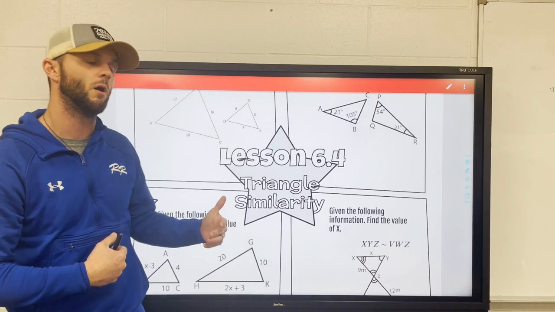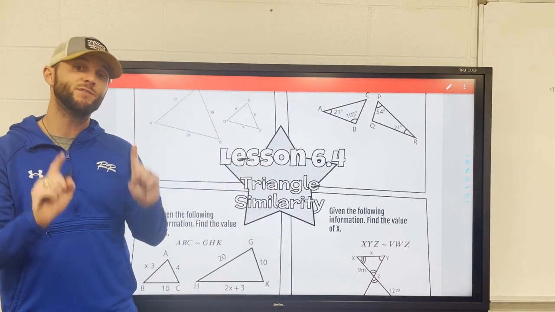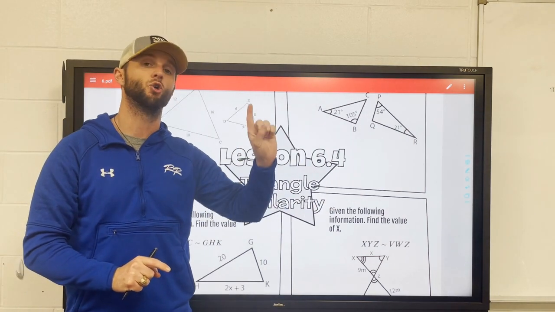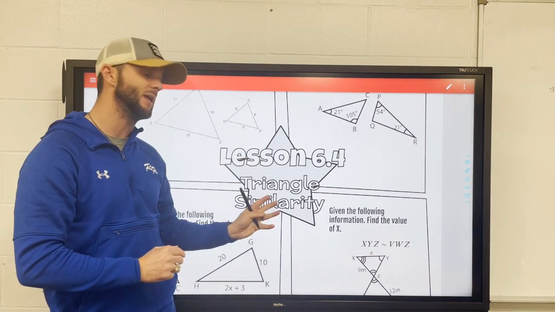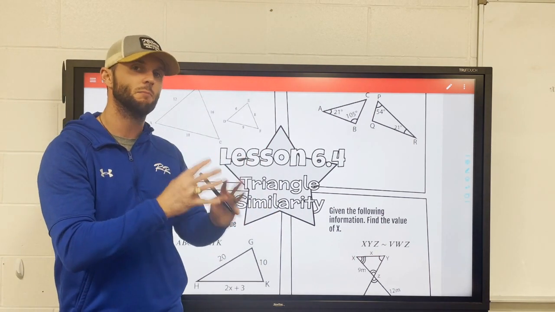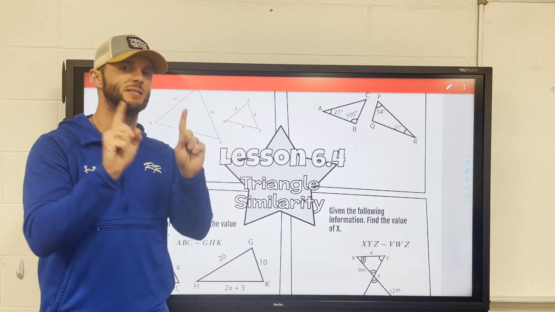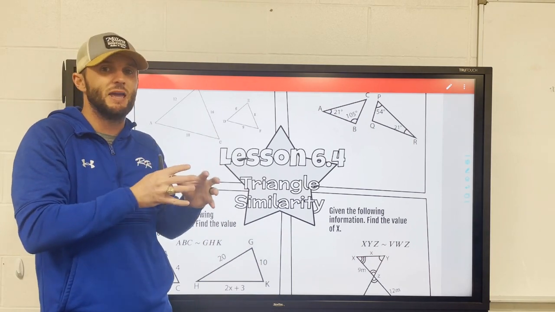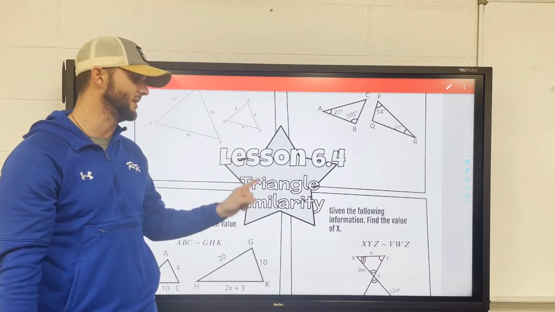Lesson 6.4, which is dealing with triangle similarity, not to be confused with triangle congruency. Remember, congruent means that it's all the same. Similarity means it's not the same, but it's proportional. So I want you guys to remember, congruent means the same. Similarity means they're kind of the same, but they're not. They are just proportional, okay? So that's what it means in math.